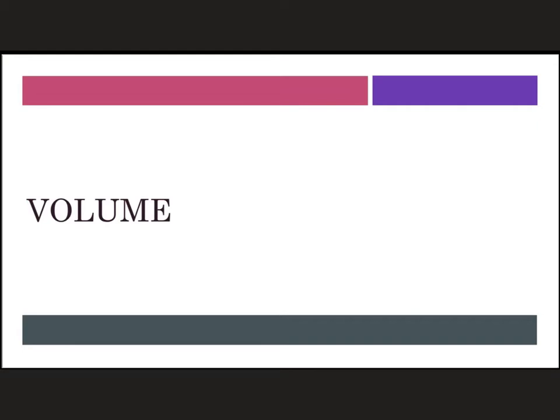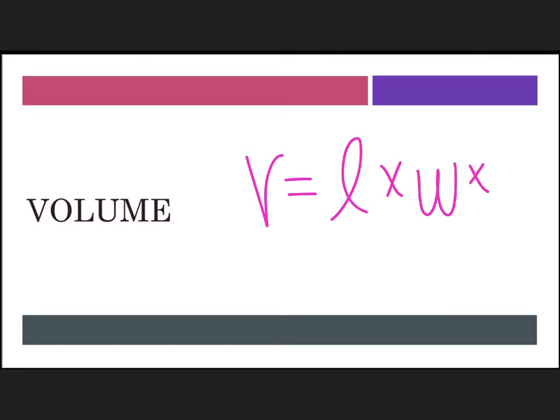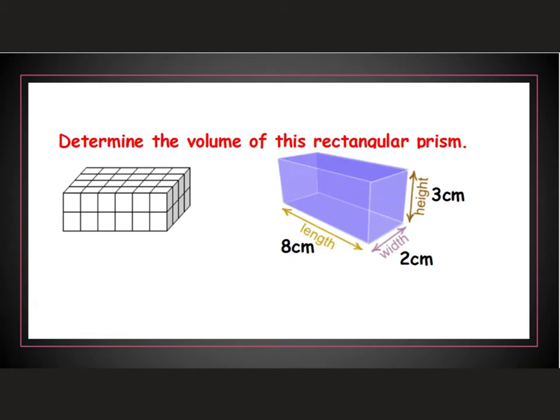So the formula for volume is V equals, so volume equals length, which is L, times our width, W, times our height. So we're taking all three of our numbers, length, width, and height, multiplying them, and we get our volume.